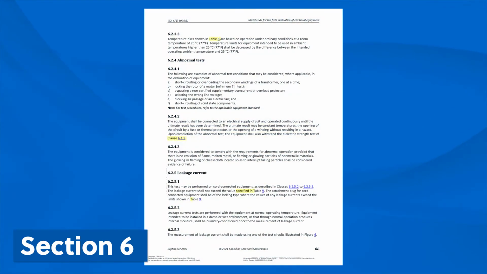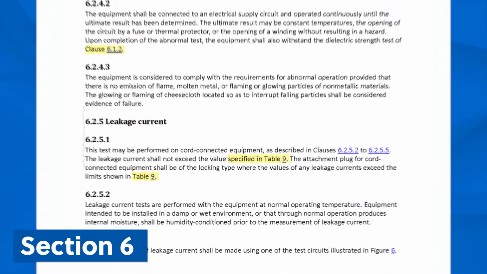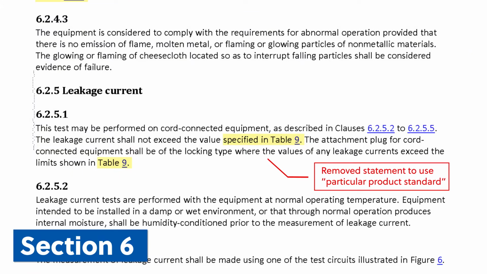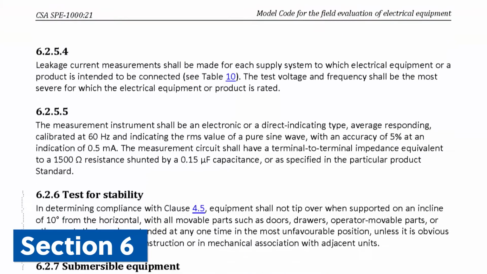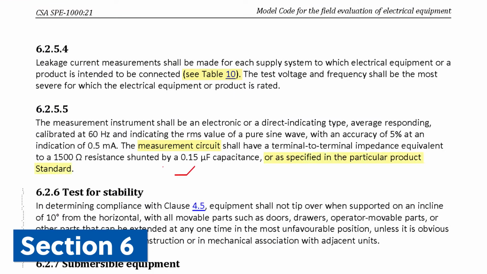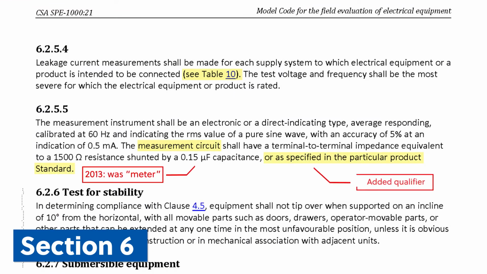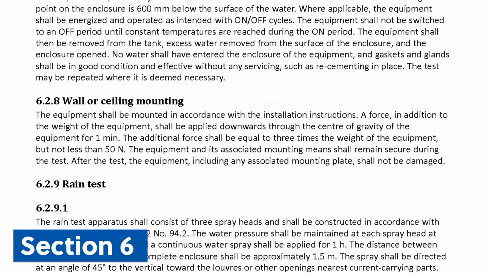There are multiple updated references on this page. There's a statement removed here that clarifies this paragraph. Multiple updated references and some clarification and added qualifiers referring to particular product standards. This test here, wall or ceiling mounting, used to be called the supporting device test. This section was rewritten and an additional table was added regarding the forces applied.